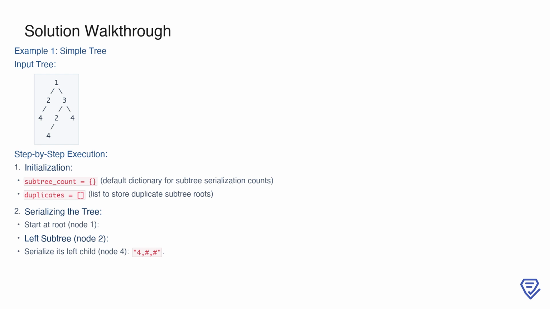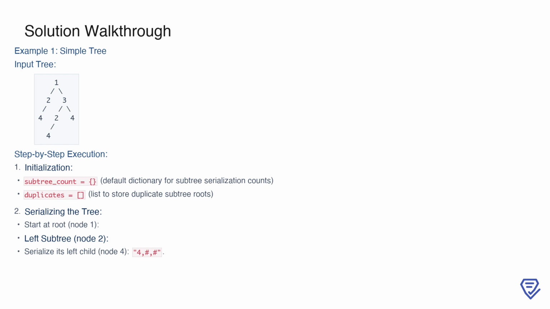Here's the input tree, where node 1 is the root. The left subtree of node 1 has node 2, which itself has a left child, node 4. The right subtree of node 1 has node 3, which contains 2 children, another node 2 on the left and node 4 on the right. The left child of this second node 2 is also node 4. First, we initialize 2 data structures, subtree_count, a dictionary to keep track of how often each subtree serialization appears, and duplicates, a list to store the roots of duplicate subtrees.